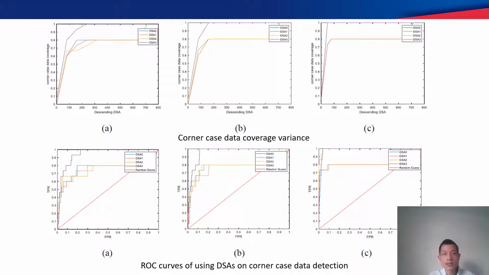With a similar process, we can construct a CNN model for this problem and calculate DSA values of the specific layers of the DL model. Then, we calculate the corner case data coverage and AUC-ROC values on corner case data detection. As shown in the figures, three layers are selected and four DSAs are calculated. Results show that DSA indeed has a good capability of corner case data description and detection, and relatively DSA3 has better performance.